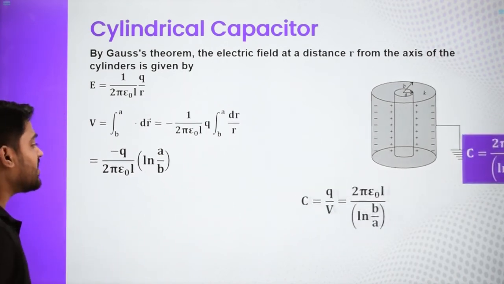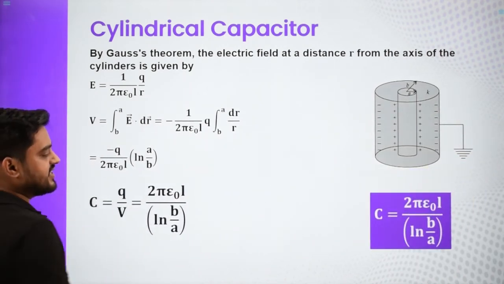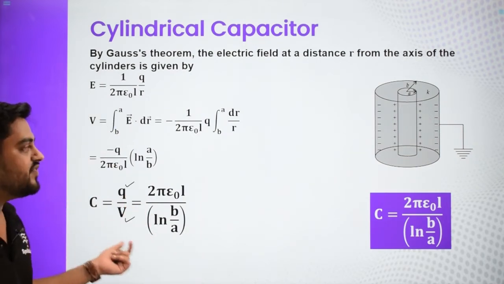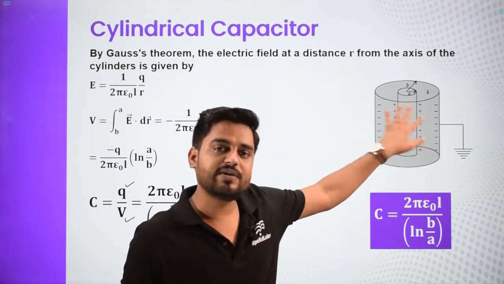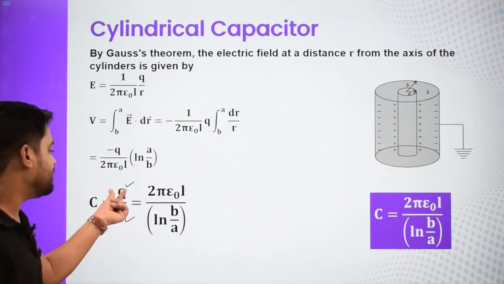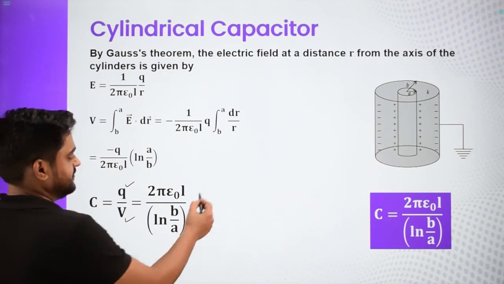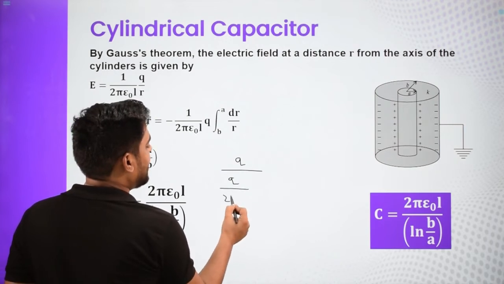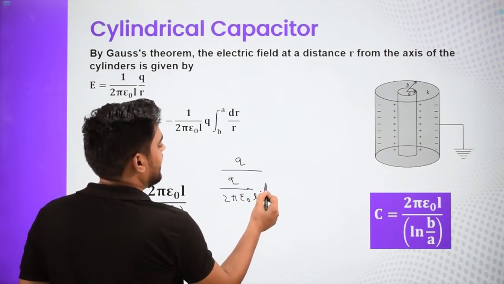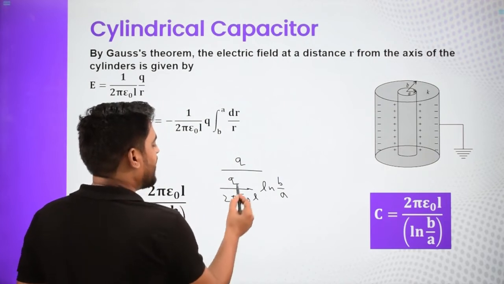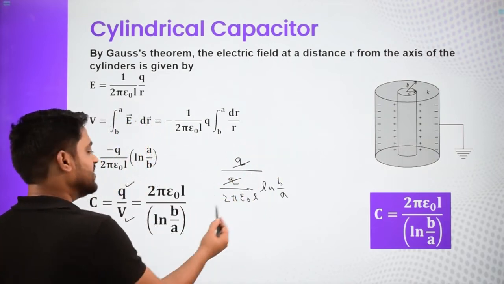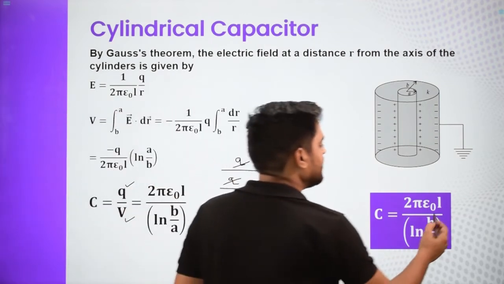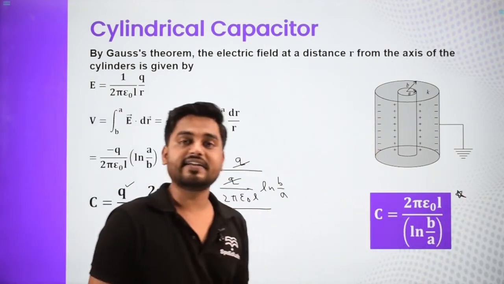Now how do we define capacitance? The charge divided by potential difference. The charge on any one of the plates, any one piece of the conductor, is plus Q. So it is Q upon V, and V was Q by 2 pi epsilon naught L ln of B by A. Eventually Q gets cancelled, and 2 pi epsilon naught L goes in the numerator, divided by ln B by A. So this is the formula for the capacitance of a cylindrical capacitor.